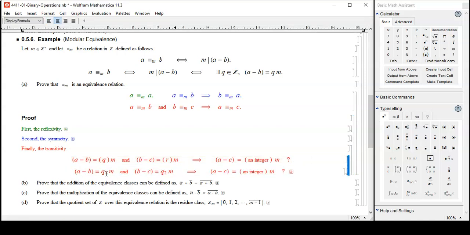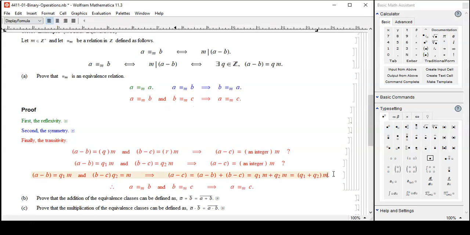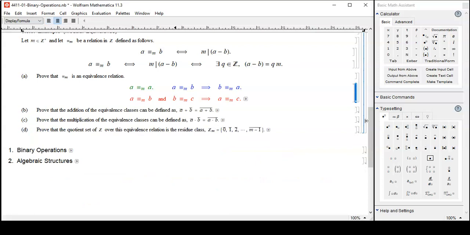Well, in my notebook, I use Q1 and Q2. So Q1M, Q2M, and then A minus C. Well, how do you prove it? All you have to do is just add them up. A minus B plus B minus C will turn out to be this. Consequently, we get Q1 plus Q2 times M. Make sense? Okay, that was an exercise.